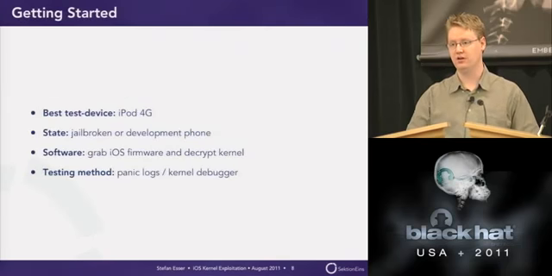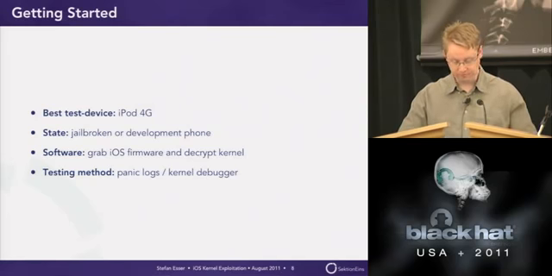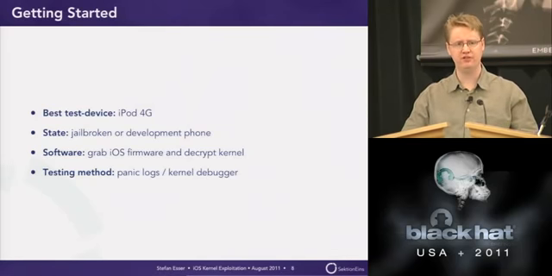So when you want to get started exploiting, first you need a device. I recommend getting an iPod 4G because it's very similar to an iPhone 4, and you don't have the GSM and CDMA stuff, which would stop you from downgrading or make it harder to downgrade to older versions of the software. In addition, it still has a boot ROM exploit, so it's very nice to start with. But of course, you can take your iPhone or your iPad, as long as you can actually work with it.